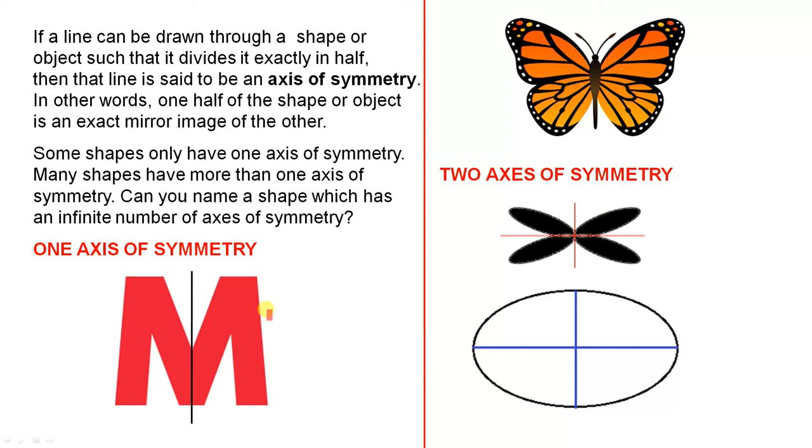Here is the letter M, and you can see where the axis of symmetry is. Here's a beautiful butterfly, and the axis of symmetry goes straight through the center. Here are two shapes which have two axes of symmetry, and it's quite obvious that this is the case.